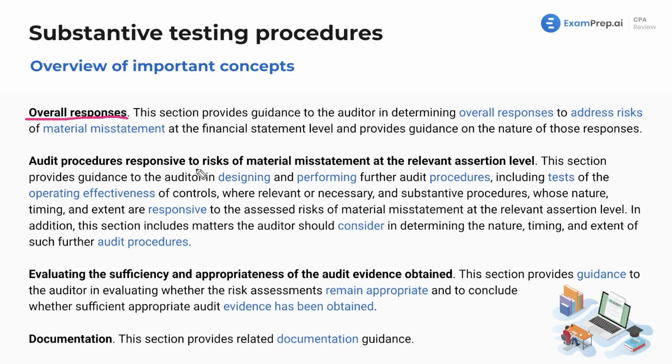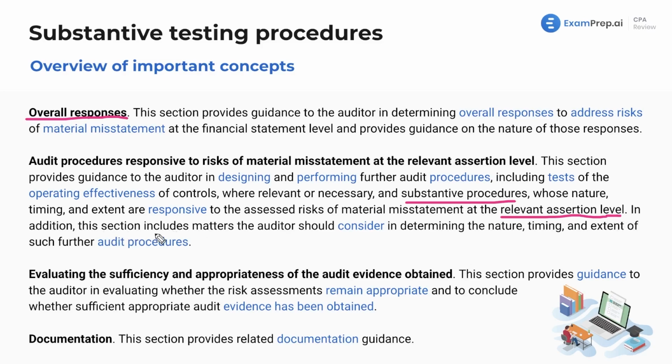Audit procedures responsive to risks of material misstatement at the relevant assertion level. What does this mean? Well, this section provides guidance to the auditor in designing and performing further audit procedures, including tests of the operating effectiveness of controls, where relevant or necessary, and substantive procedures whose nature, timing, and extent are responsive to the assessed risks of material misstatement at the relevant assertion level. Reminding ourselves, relevant assertion level, got existence, valuation, allocation, accuracy, completeness, all of those. Obviously going to come up many times throughout the exam.